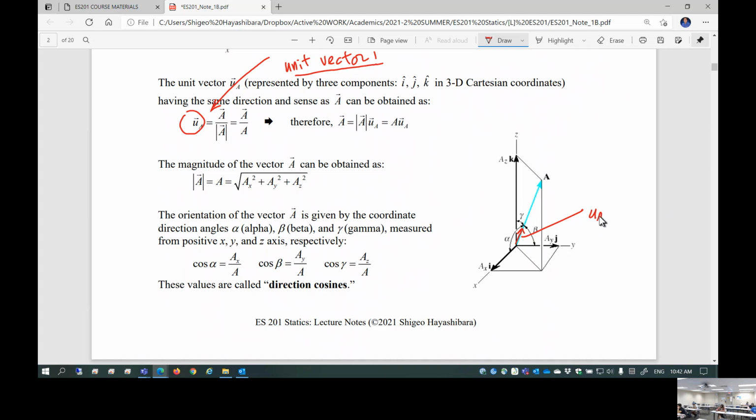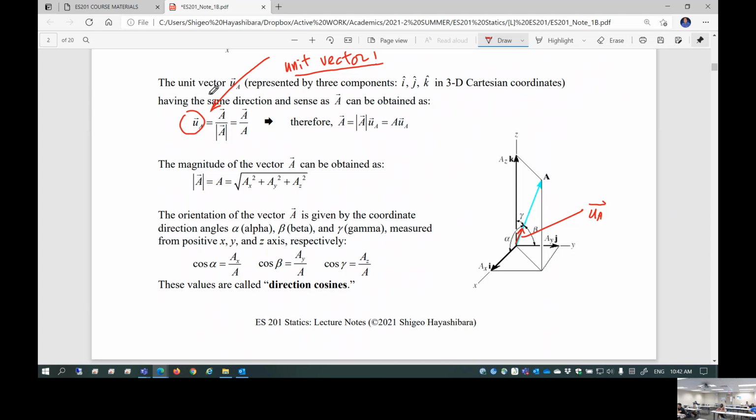This is called the UA. This is also another unit vector, which is a very, very useful unit vector. How can you find it? You pick up the vector A itself divided by the magnitude of itself, A. That makes a vector in the direction of A with a magnitude of 1, isn't it?